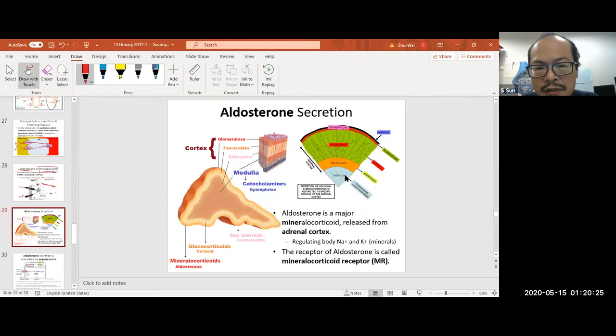Just a review: aldosterone comes from the adrenal cortex, the adrenal glands. Adrenal cortex has three layers, GFR. G is the region that secretes the mineral corticoids. Aldosterone is the major one of them. And it acts on the nephron, on the mineral corticoid receptor, and the function is to cause the sodium reabsorption and the potassium secretion. So that's the function. Any questions?